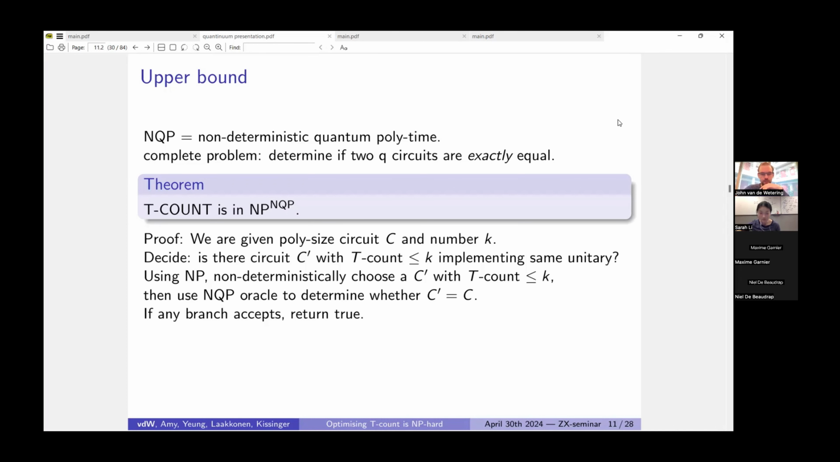Sorry about that. Okay, so that's an upper bound to this problem. And in fact, this is very similar to a classical problem, Boolean circuit minimization. So this is, given a Boolean circuit, find a minimal version of this Boolean circuit. This is a complete problem for NP to the NP. So here we are replacing a classical circuit by a quantum circuit. And so we are replacing NP by NQP, because NP is needed to determine whether two Boolean circuits are implementing the same function.